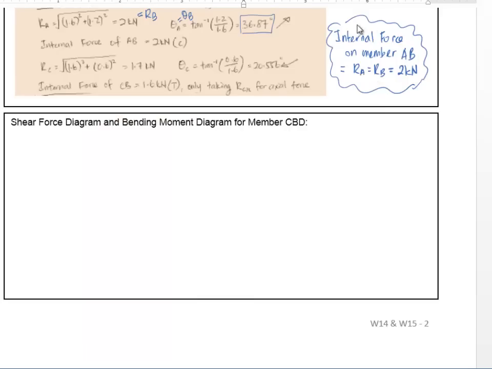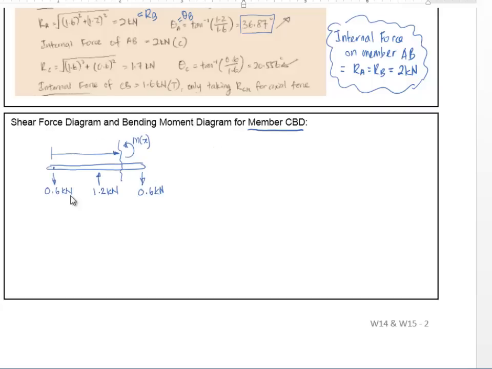So if you're more comfortable using this technique, please go ahead, but it'll take longer for you to do these calculations. Now, let me highlight the fact that the internal force on member AB is actually equal to the resultant reactions that you've calculated for RA and RB, which is at 2 kilonewton. Moving on to member CBD right here, basically, you would see that there's a bending effect on member CBD.